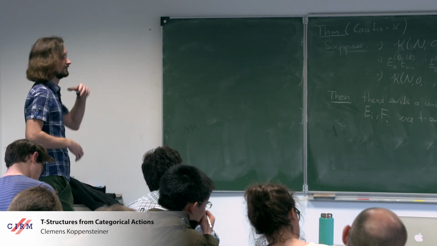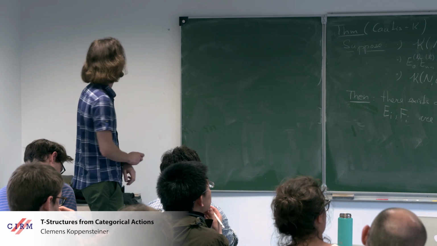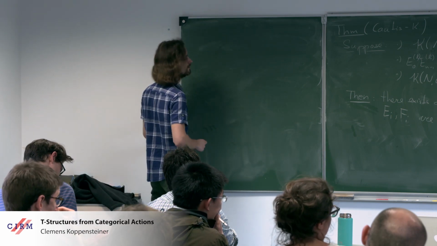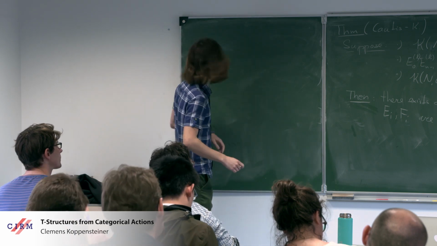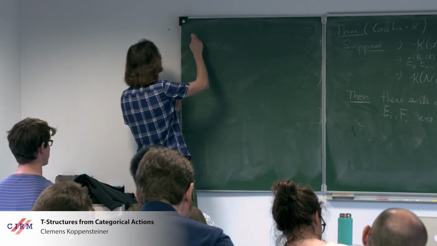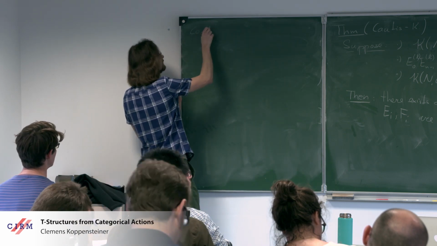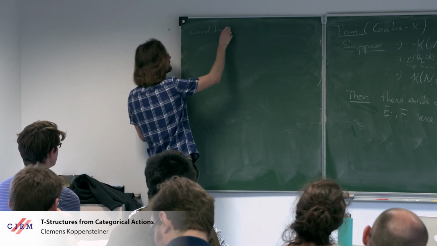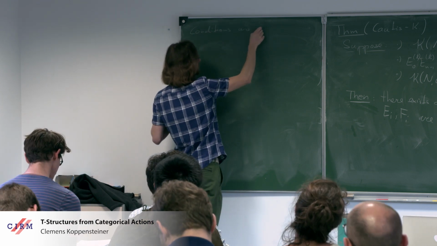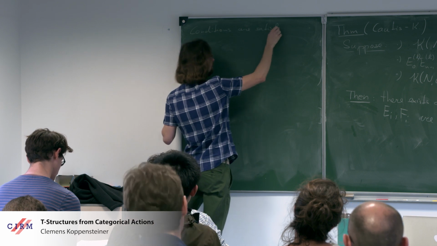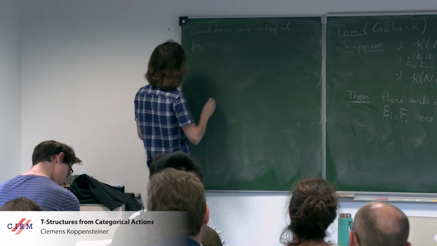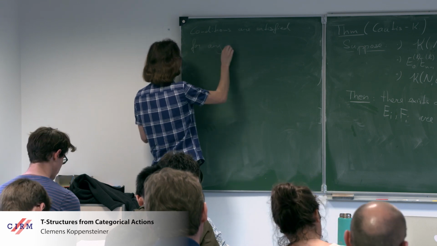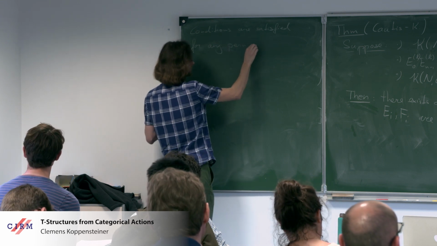So maybe to give you an example to tie this all back into the original thing we started from. These two conditions are very easy to check. The conditions are satisfied for any perverse coherent T structure.